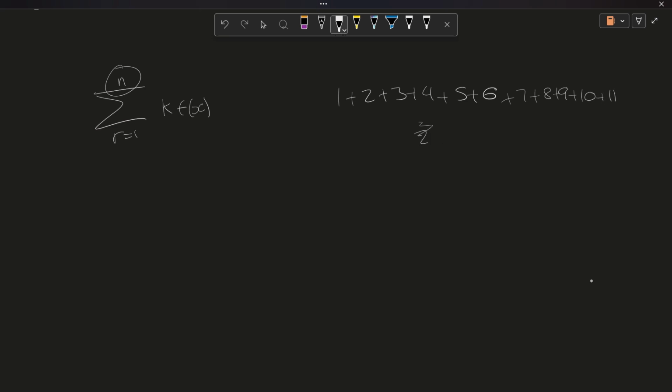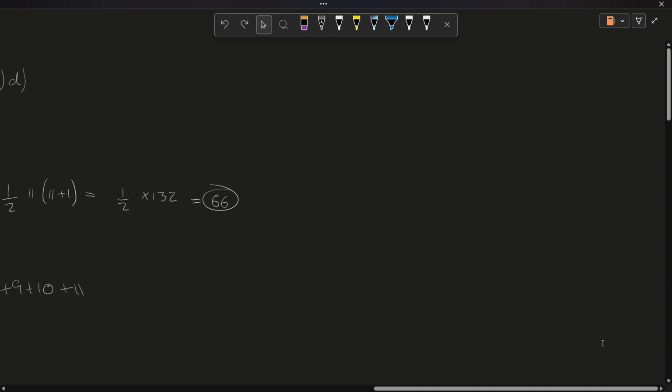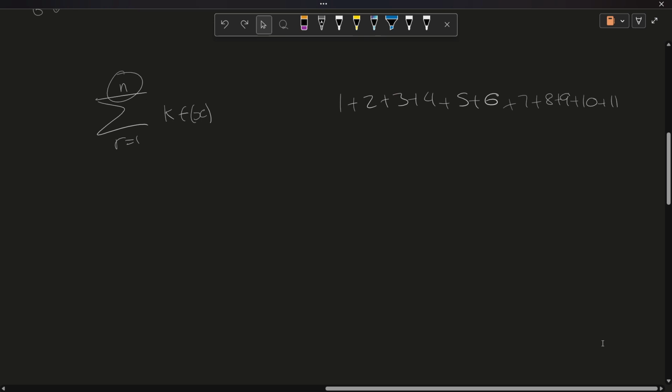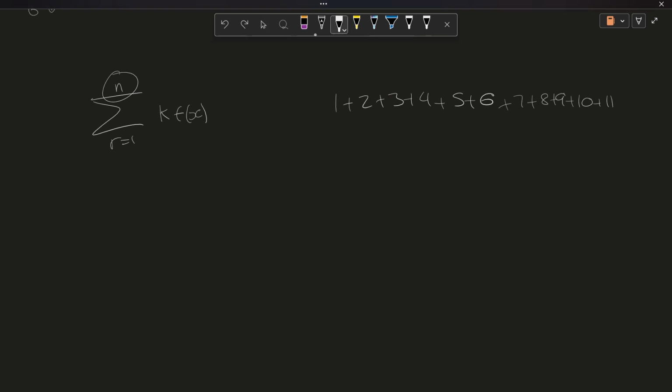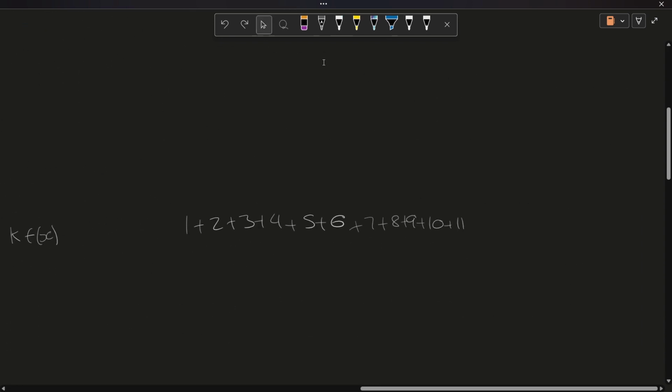For another sequence, let's say 1 plus 2 plus up to 11. It's more likely what you're going to get is 12 each time. No, I've made a mistake. We have 1 plus 11 is 12, 2 plus 10 is 12, 3 plus 9 is 12, 4 plus 8 is 12, 5 plus 7 is 12, and you have 6 on its own. 6 is the middle term, so you just add on 6.